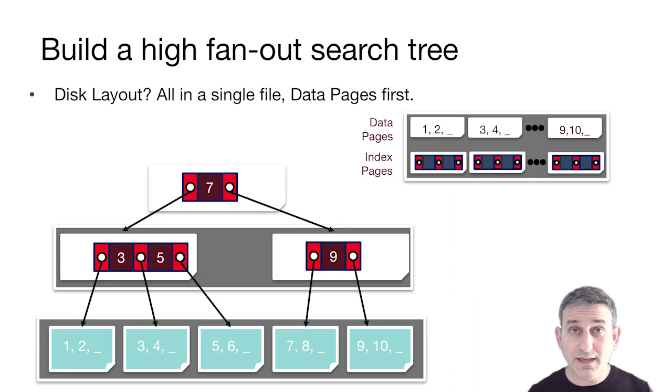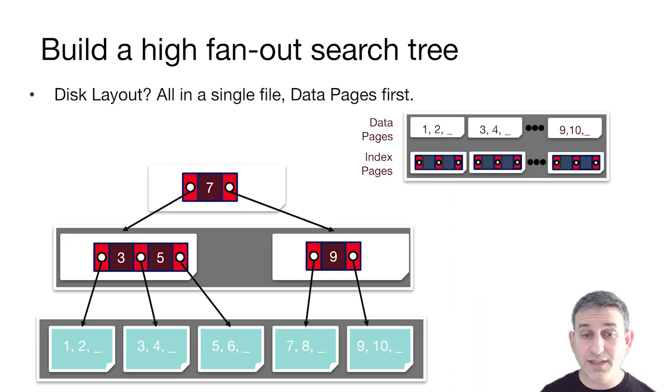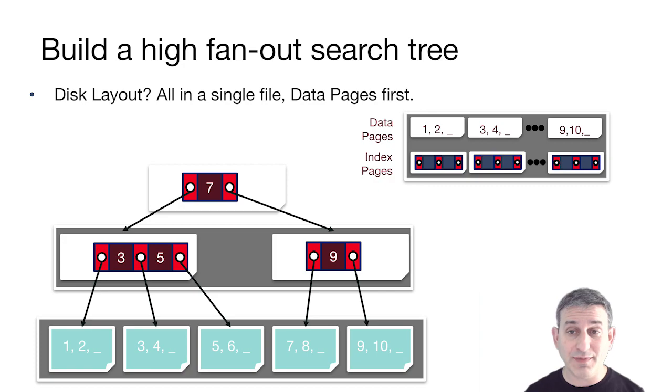So to build an index file with this high fan-out search tree, we're going to need to lay it out on disk. And what we're going to do is put all of these layers of this tree into a single file with the leaf level, the data pages, first. So we're going to have a sequential set of pages for the data pages, followed by the index pages with the root first and then the rest of the tree in some order, say in breadth first search. Okay, so this is going to be our index file.